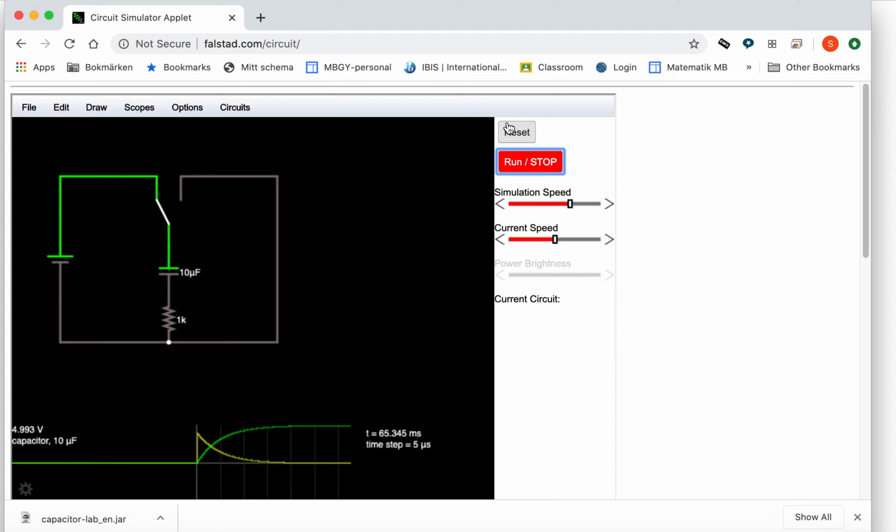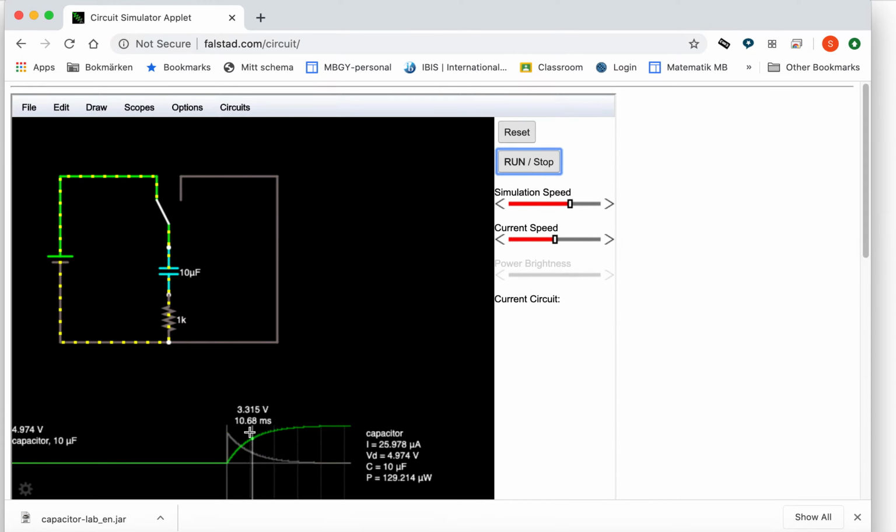Okay, so I hope you're still with me. This is the RC circuit. I have a DC power source connected to a three-way switch, connected to a capacitor and a resistor. The capacitor is 10 microfarads and the resistor is 1 kilo ohm, and the switch is turned, so it should be charging. Now if I just reset and run it, I am measuring the potential across the capacitor and the current in the circuit.